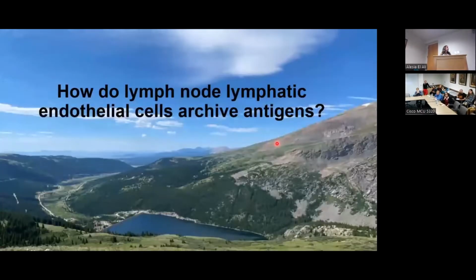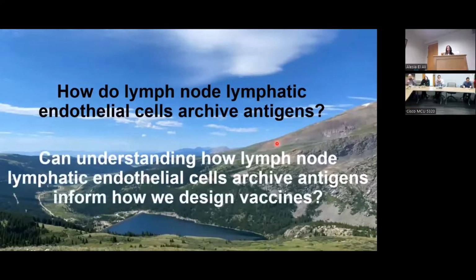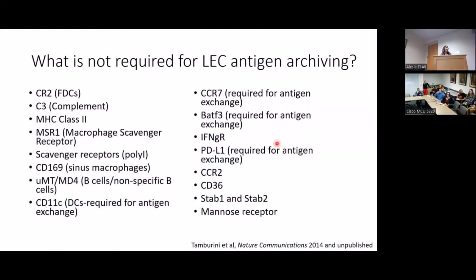So what we wanted to know, because we're interested in how do we increase protective immune responses to vaccines, is how do lymph node lymphatic endothelial cells archive antigens, and can understanding how these lymph node lymphatic endothelial cells archive antigens inform us about how we design vaccines. And so at this point, we didn't really have any idea of how the antigens were taken up by the lymphatic endothelial cells or what the process was for that.